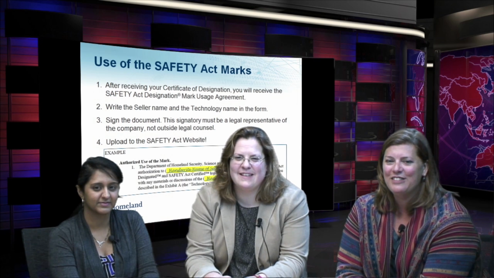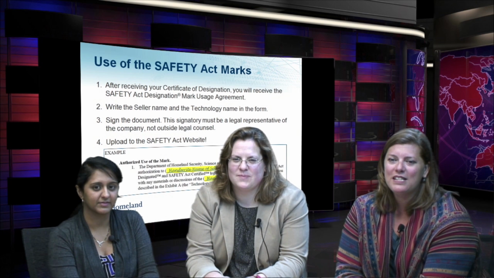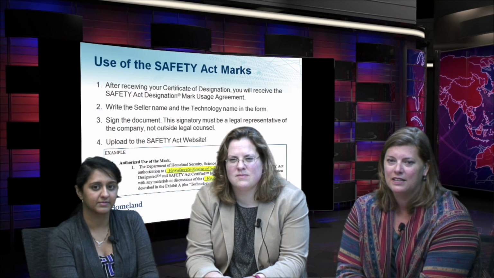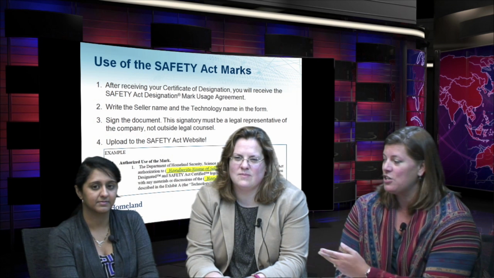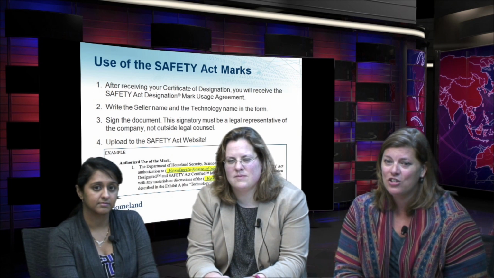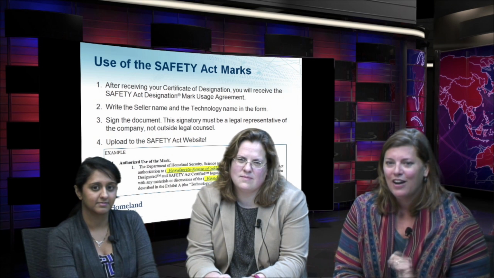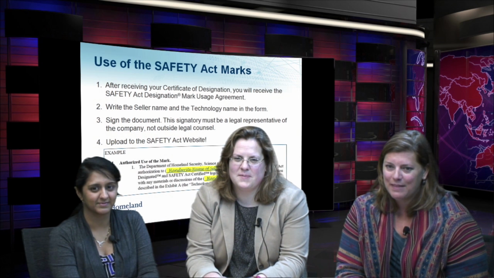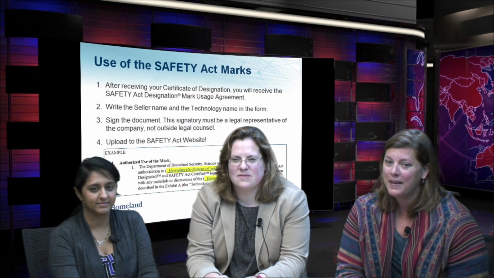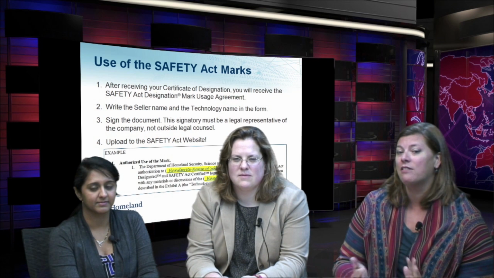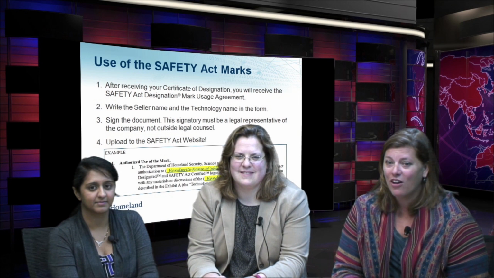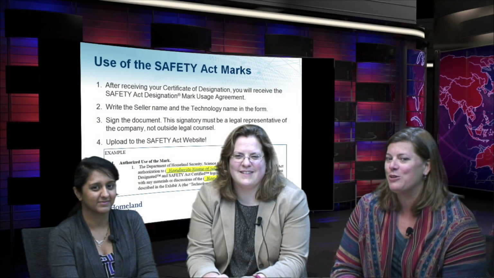Okay, returning the usage agreement to us, it's just as easy. After you receive your certificate of designation, you're going to receive a Safety Act designation mark usage agreement. Write the name or names of the seller, we mentioned earlier there might be multiple sellers, and the technology name in the form. Now this is important. Write it in pen. Please don't type it or add it electronically. We need it handwritten. Sign the document. The signatory must be a legal representative of the company, the seller, not an outside preparer or outside legal counsel. Scan that document, upload it to the Safety Act website, and you're all done. It's just that easy. But it's important to make sure that it's done, and it's important to make sure it's done correctly.